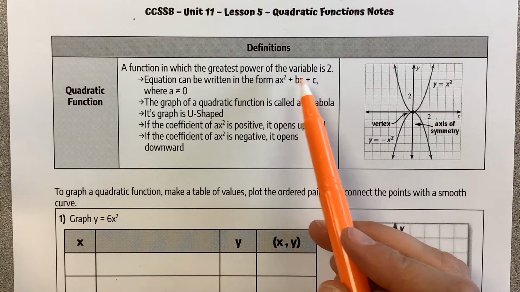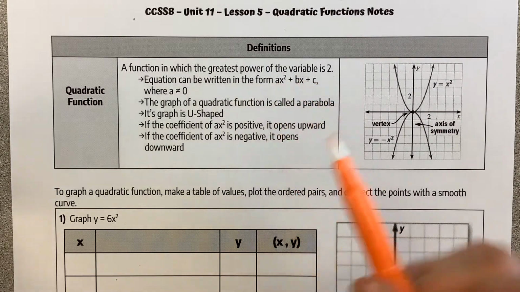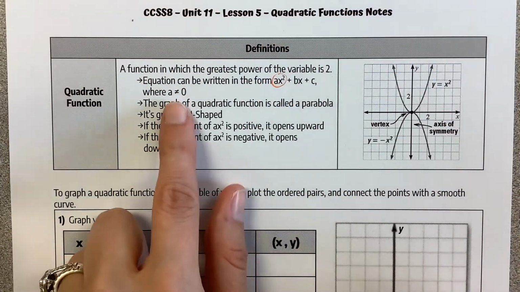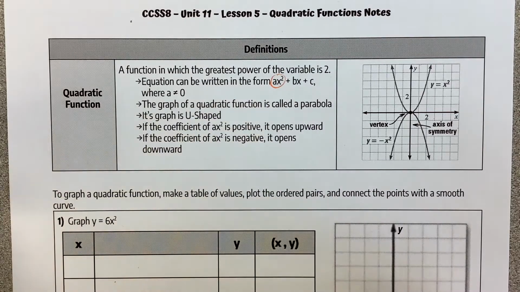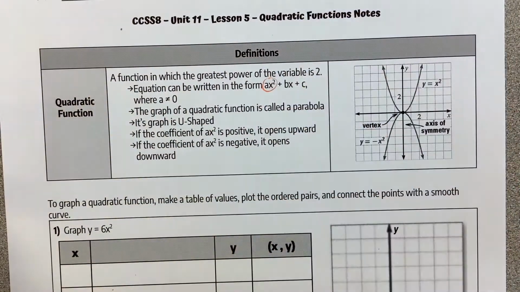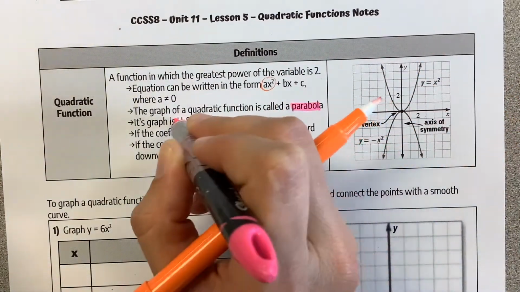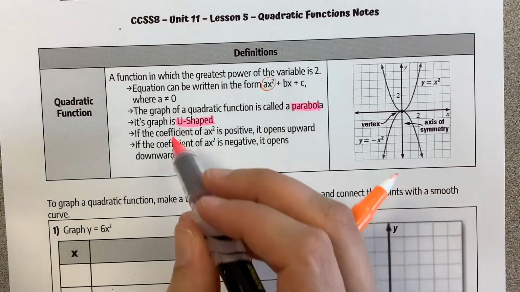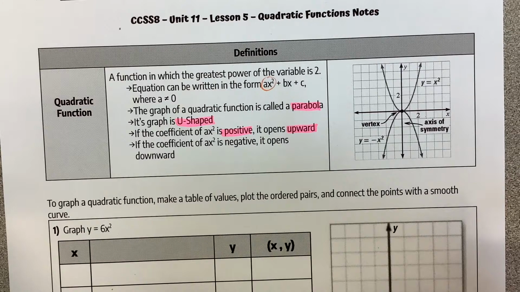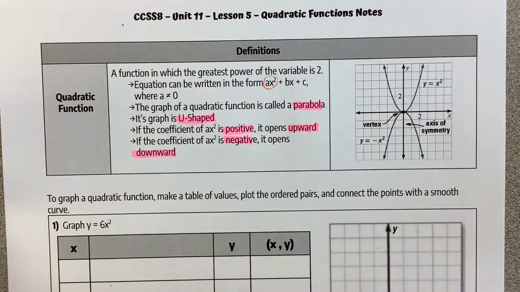Sometimes there's not this part, sometimes there's not this part, but this is the general form that it can be in, and specifically it has to have that x squared, where a is not equal to 0, because then you wouldn't have x squared. The graph of a quadratic function is called a parabola, in case you hear that term. It is U-shaped. If the coefficient is positive, it is U-shaped upward. If it is negative, it is facing downward.